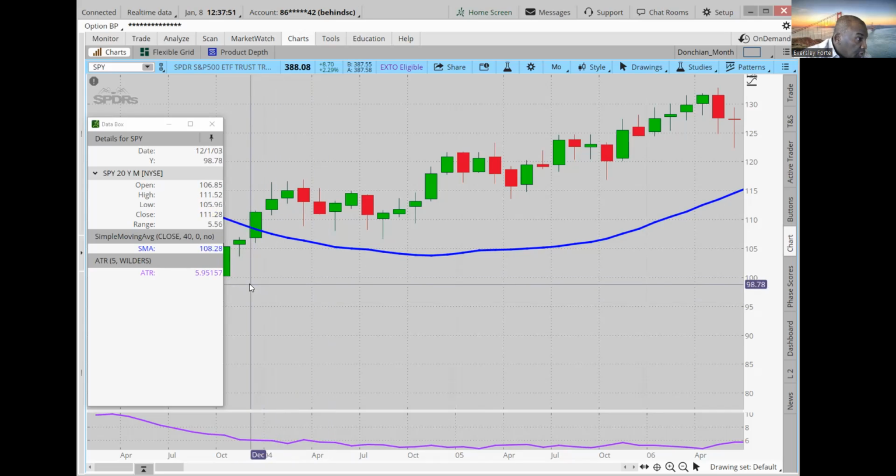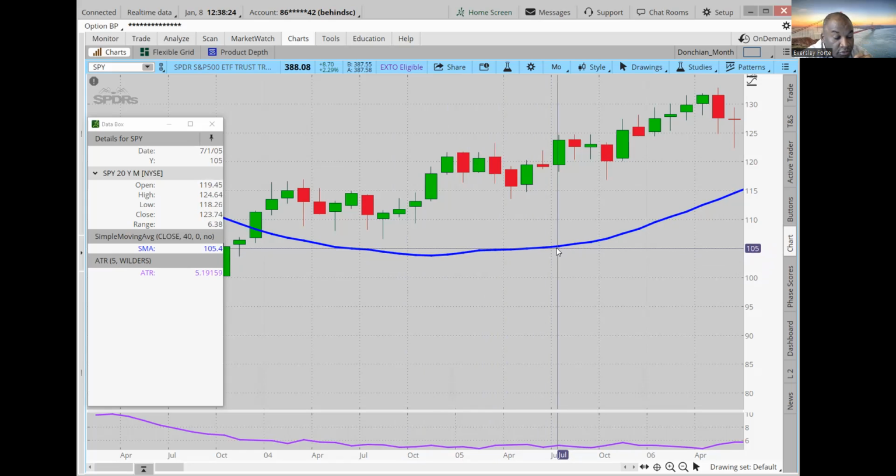Right here, this is 2003. If you take a look in the data box here, it'll tell you the date, open, high, low, and close. Okay, price. So this is 2003 SPY S&P 500. This blue line is the monthly 40-period simple moving average. You're going to find a 40-period simple moving average on just about every chart we use, whether it's daily, weekly, monthly, or intraday.